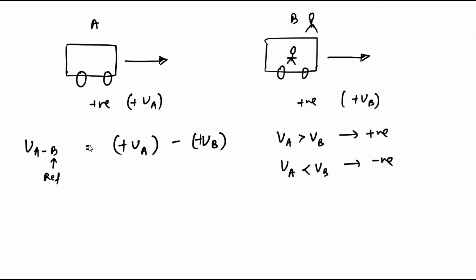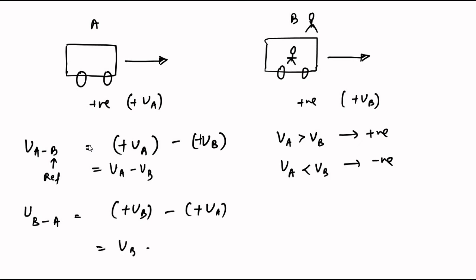Similarly, velocity of B with respect to A. Both of them are moving towards the right, so it will be positive sign, VB minus plus VA. So here it will be simply VB minus VA, while the earlier one was VA minus VB. Here if VB is greater than VA, it will be positive, and if VB is lesser than VA, it will be negative. Here A is the reference.